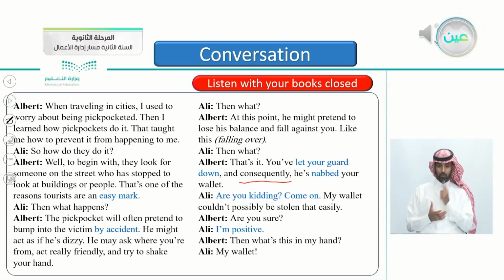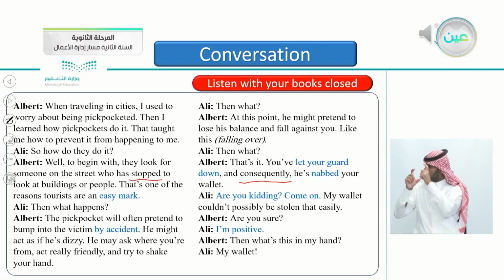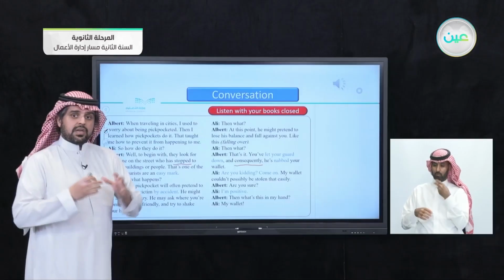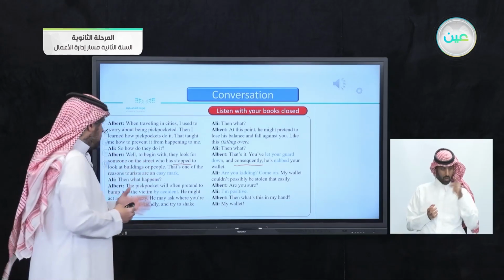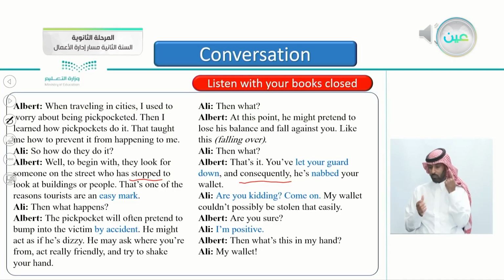He says, so how do they do it? He said, well, to begin with, they look for someone on the street who has stopped. So someone who is not moving, who stopped. Why? To look at buildings or people. So you're stopped, you're busy, you're not fully conscious here. That's one of the reasons tourists are an easy mark. So who is an easy mark? Of course, tourists. Then what happens?